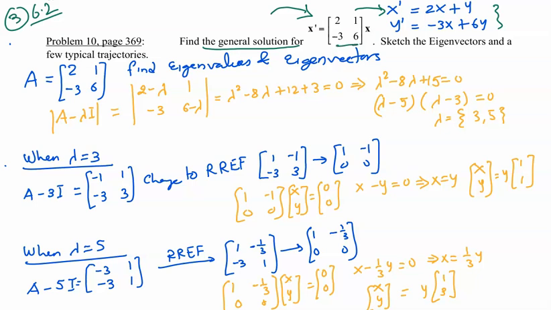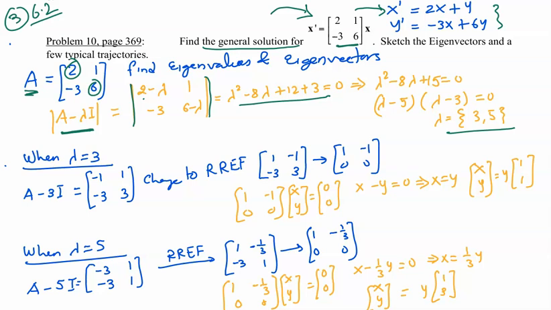First, look at this A matrix. I'm going to find the eigenvalues and corresponding eigenvectors. Remember, go back and review how to find the eigenvalues. So A minus lambda I, where lambda is your eigenvalue. So 2 minus lambda here, then you find the determinant of that, and you're going to see your lambda is 3 and 5.